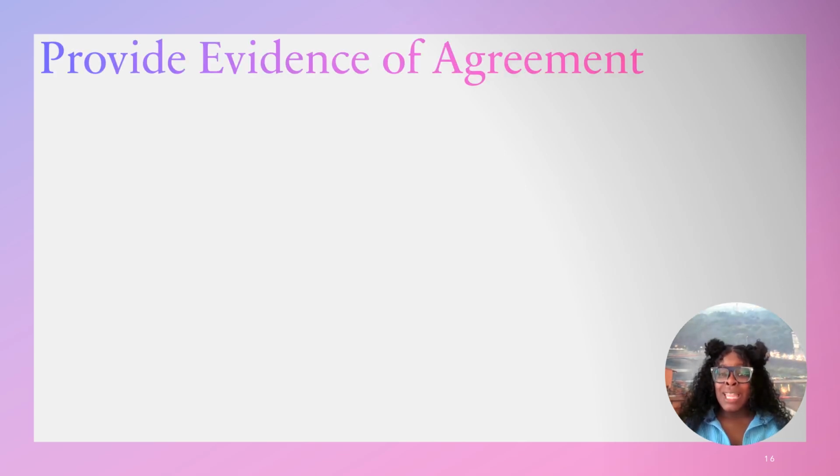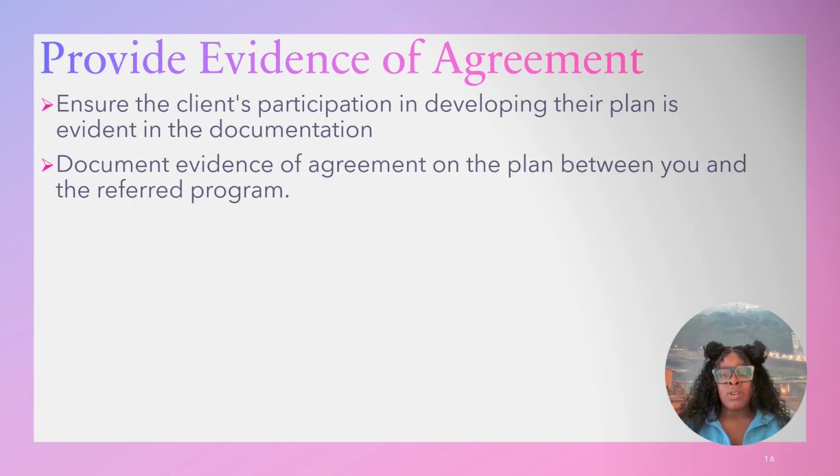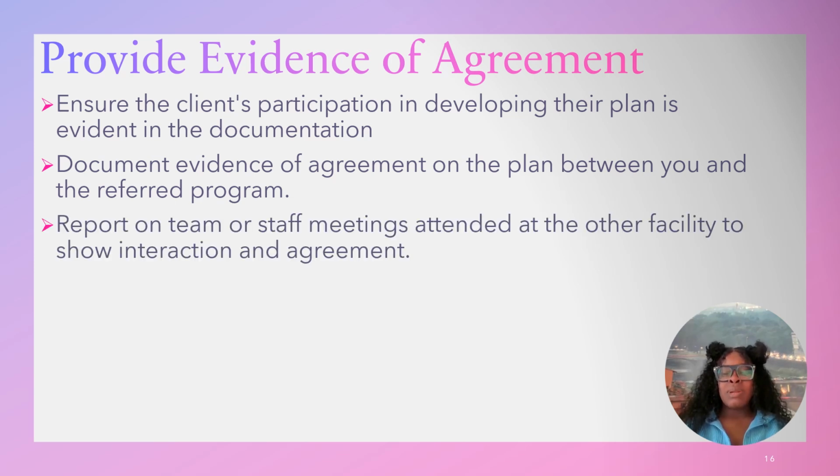In previous chapters, we discussed developing a plan with our client in a collaboration effort. Our documentation should reflect that the plan was developed with the client and that the client has agreed to the plan. As well, documentation of an agreement with a referred agency should be noted. This will include the type of services and the provider of those services. During our monitoring visits or site visits, if there has been a meeting that was attended by the case manager, it will need to be documented.